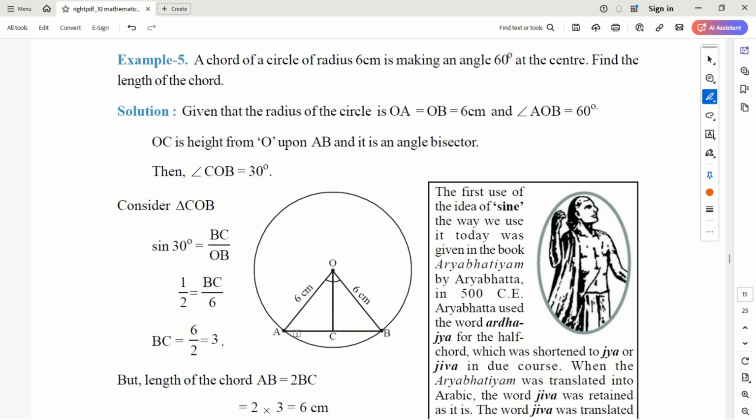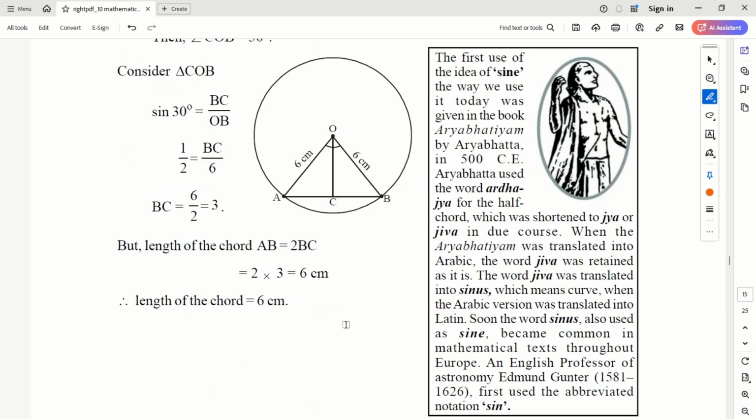Find the length of the chord is what we need to find out. Length of the chord is exactly double that of AC, 2 times AC or 2 times BC. Now you know this is 6 centimeters, this is 30 degrees. So sine 30 equal to BC by OB. So 1 by 2 equal to BC by 6, which is 3 centimeters. So BC is 3 centimeters, so AB is twice, that is 6 centimeters. AB also 6 centimeters.